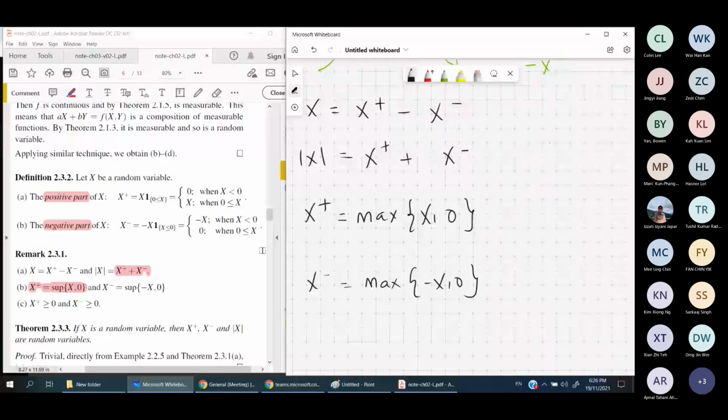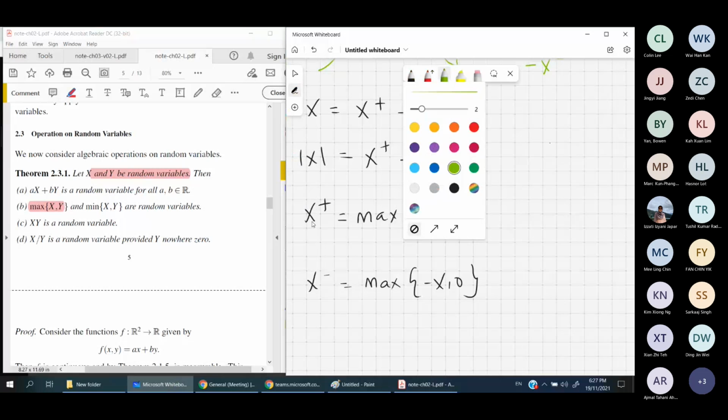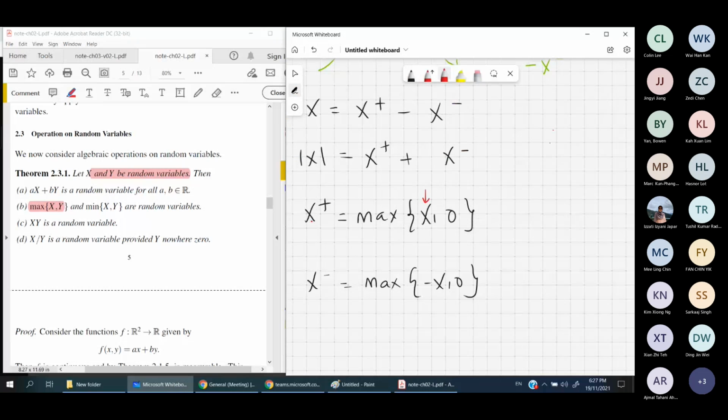Okay, next we go back to the result here. From here, we have this theorem: whenever X and Y are random variables, the maximum of X and Y is a random variable. So we come back to this. Based on our setting, this is a random variable. A constant function is always a random variable, right?